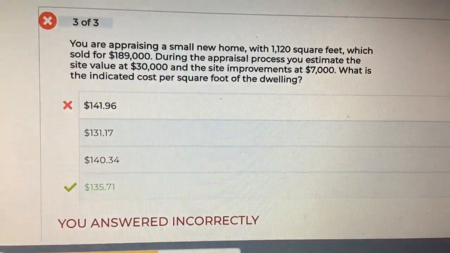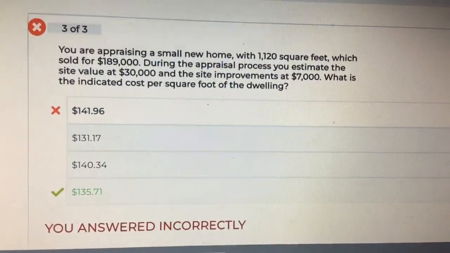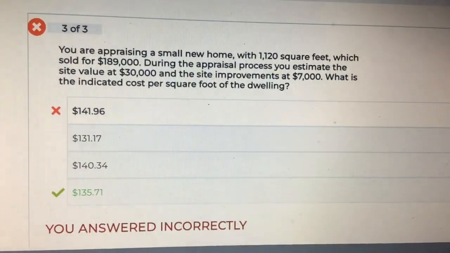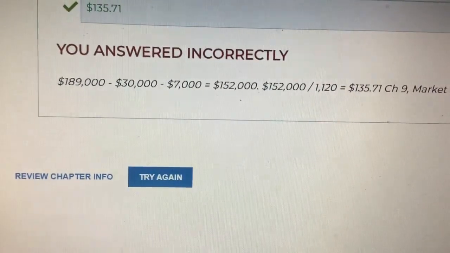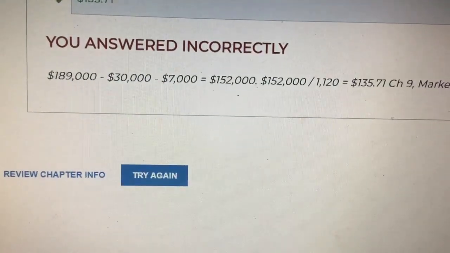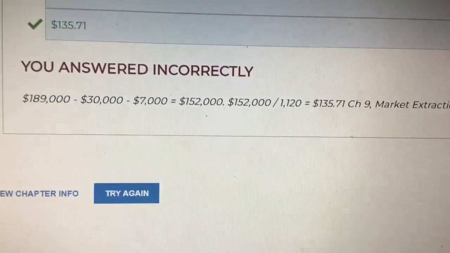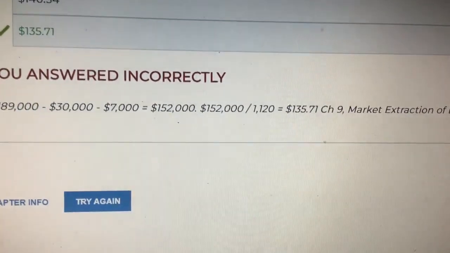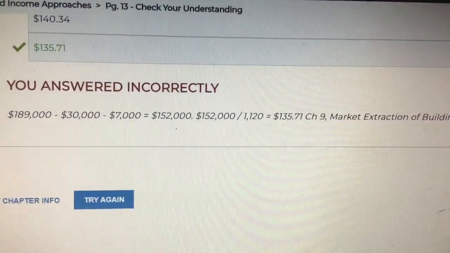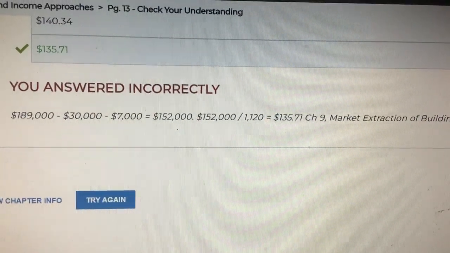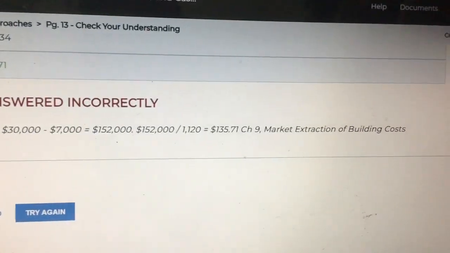Number 3, the correct answer was $135.71 a square foot. The formula is $189,000 minus $30,000 minus $7,000 equals $152,000. 152,000 divided by the square feet, 1,120 equals $135.71. Market extraction building costs.